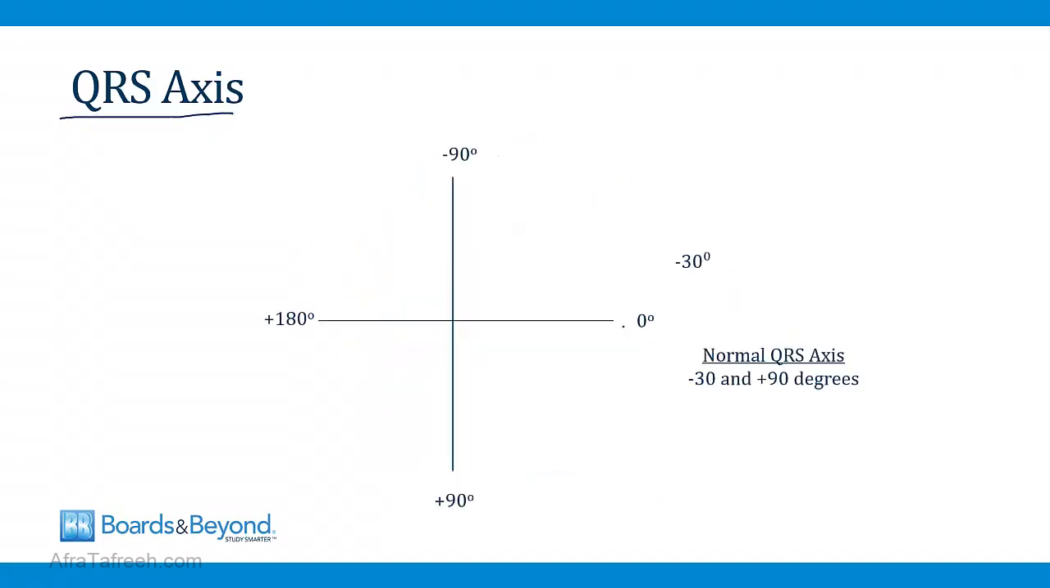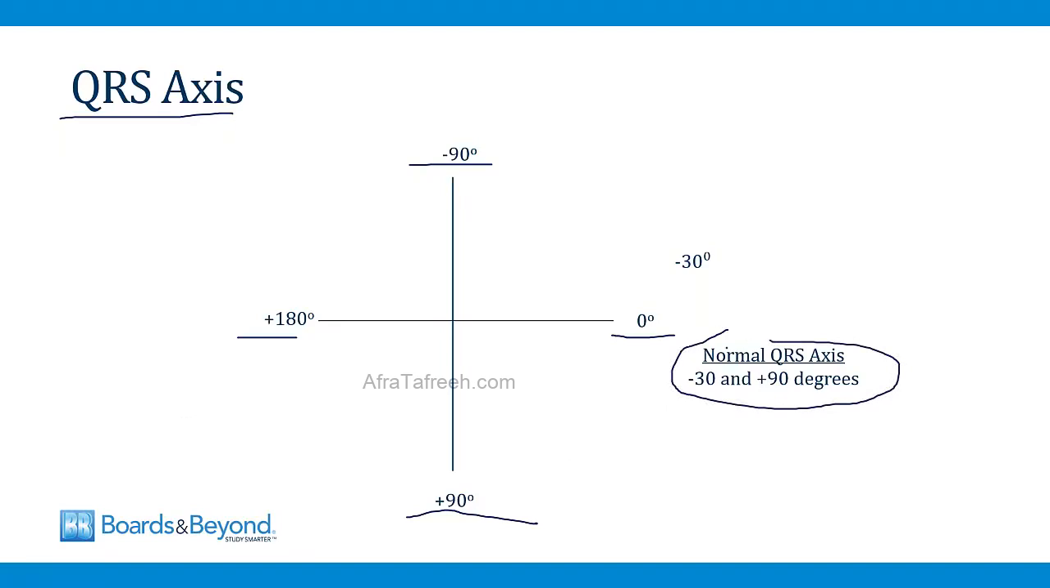We can determine the overall size and direction of that vector by imagining the heart sits in a plane like I've drawn here, with 0 degrees to the right, positive 180 degrees to the left, positive 90 degrees to the bottom, and negative 90 degrees to the top. If we imagine that the heart sits in a plane like this, people with normal hearts have a QRS axis that is between minus 30 and plus 90 degrees. And that's what I've shown here on the screen. Anyone with a normal heart should have a QRS axis, an overall summation vector of depolarization of the ventricles that falls within this range here.